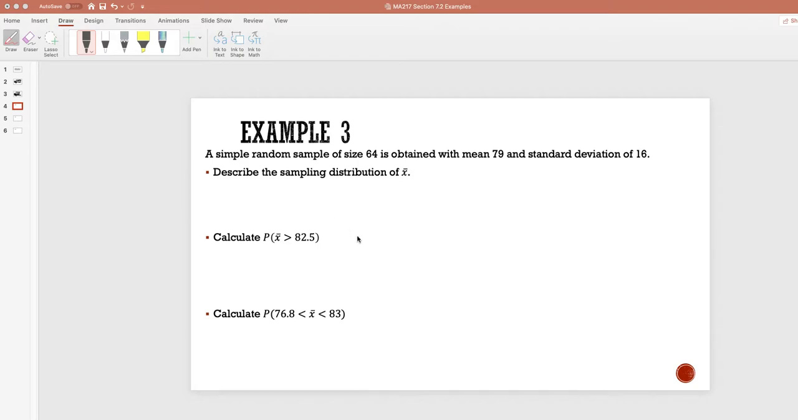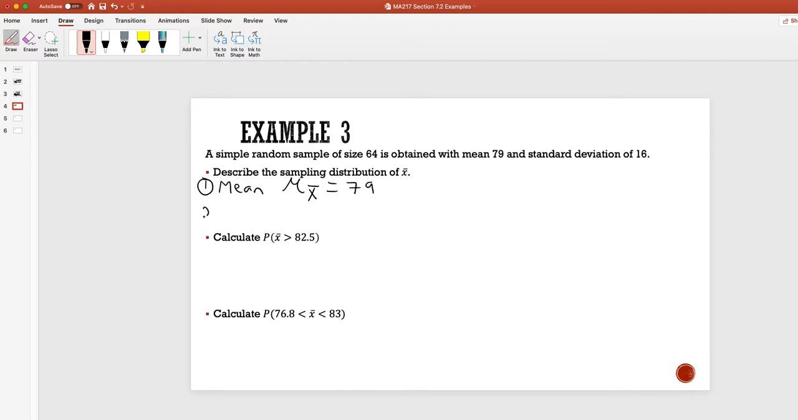A simple random sample of size 64 is obtained with a mean of 79 and a standard deviation of 16. And we first want to describe the sampling distribution of X bar. So in order for us to do that, we first need the mean. And due to the fact this is the sampling distribution, this is going to be the mean of X bar. That's going to be equal to 79.